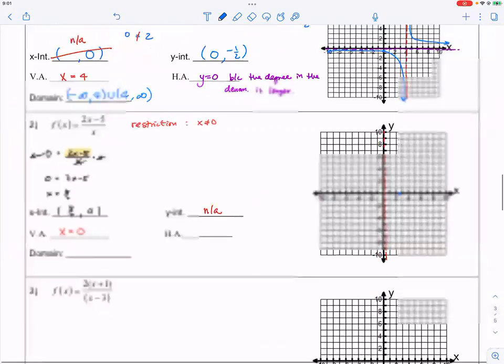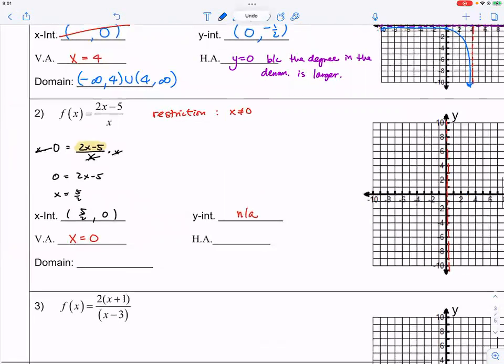And I think we can write the domain too, since we have the vertical asymptote. The domain will be from negative infinity to 0, and from 0 to infinity. So everything but 0 is our domain.